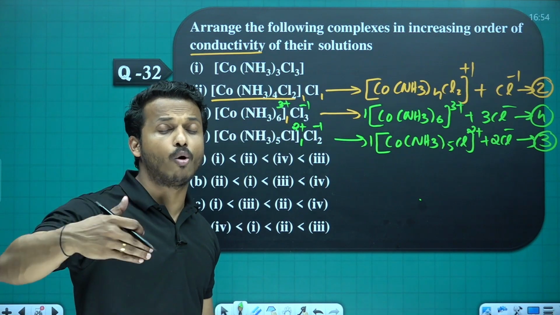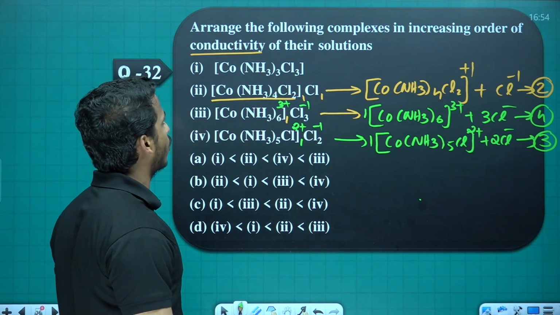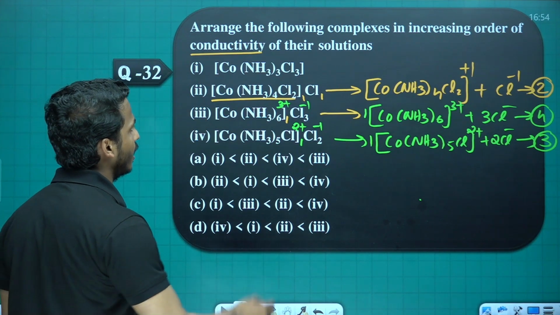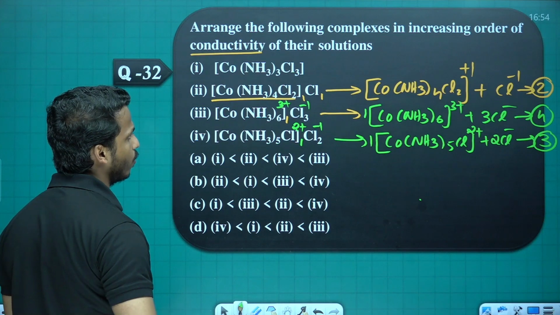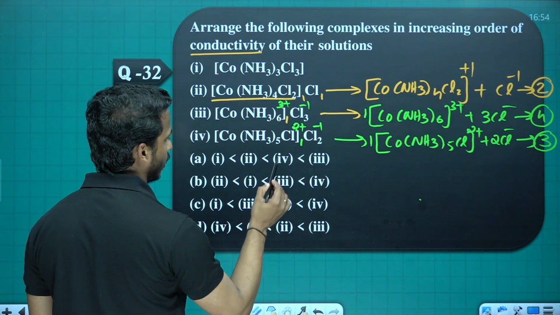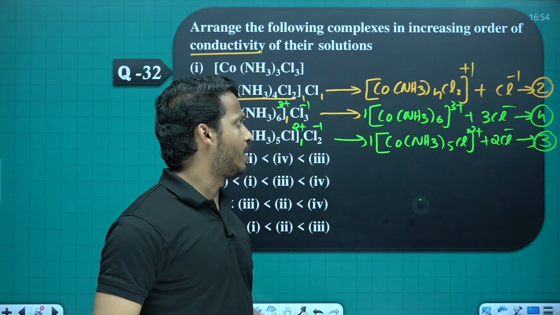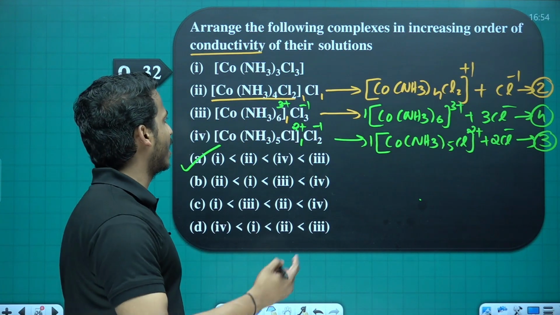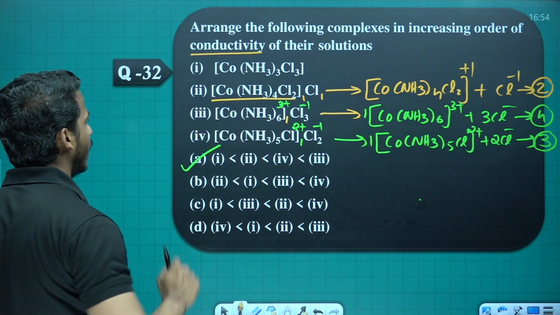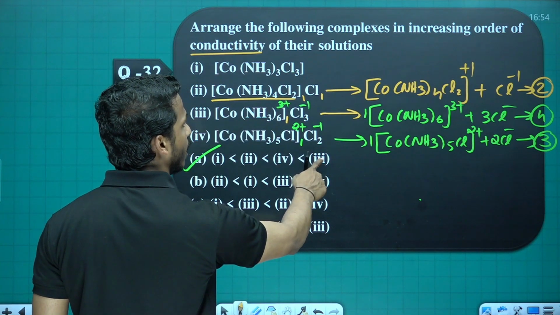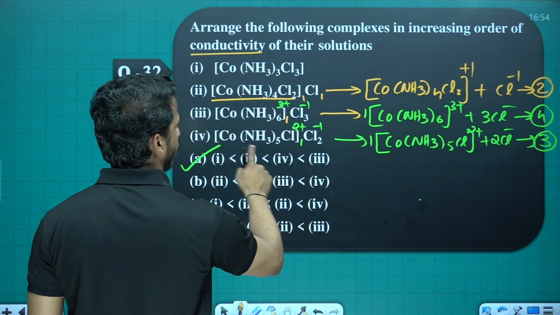The one which is giving more number of ions can conduct more electricity. So what is the order, my dear? Third one is the highest. Then fourth one. 3, 4, 2, 1. Yes, option A. The one which is giving more number of ions can conduct more electricity. So third one is the highest because third one having more ions than the fourth one, second one.